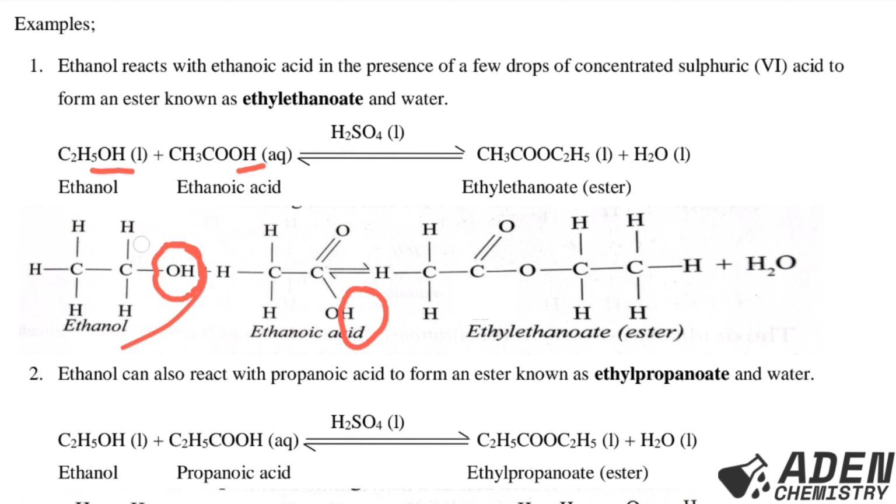Check the second part. Here we're having 1 carbon with 2 hydrogen. Then we're having the second carbon with 3 hydrogen, plus water. And this water is coming from this hydrogen combining with this hydroxide to form water.